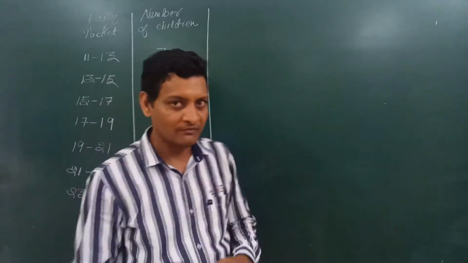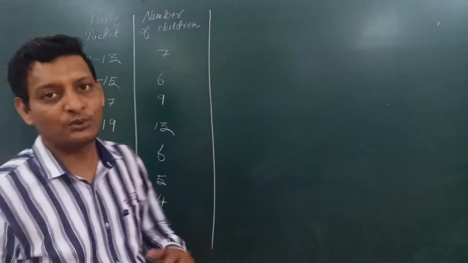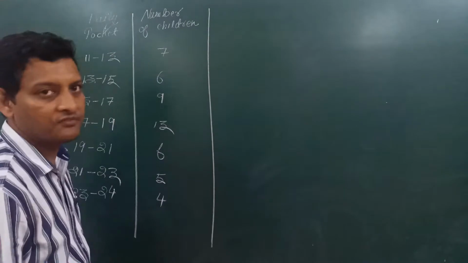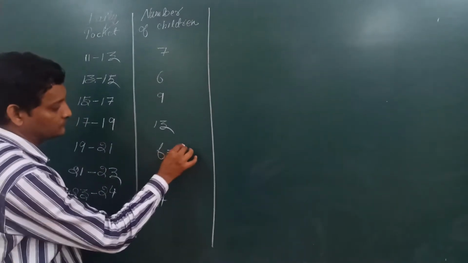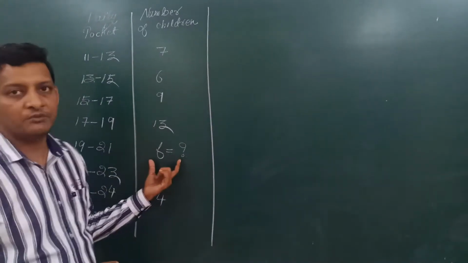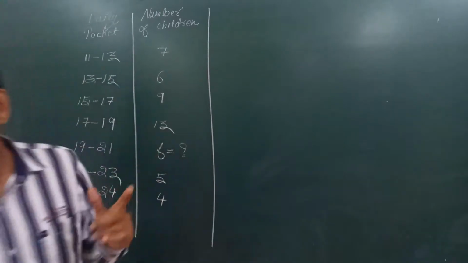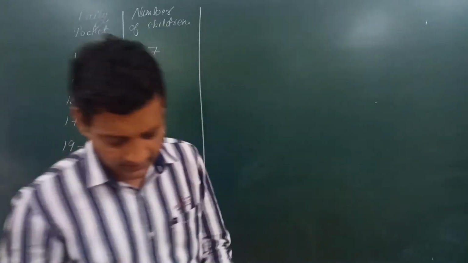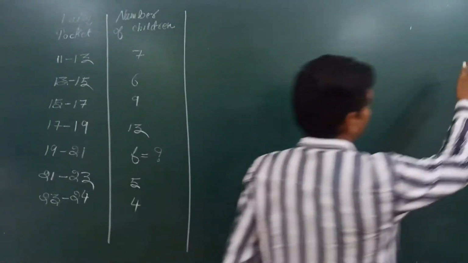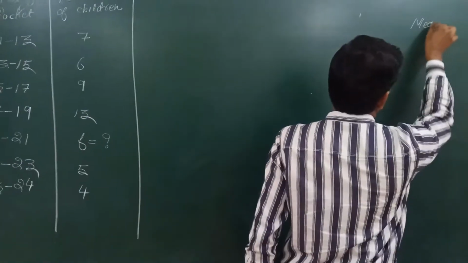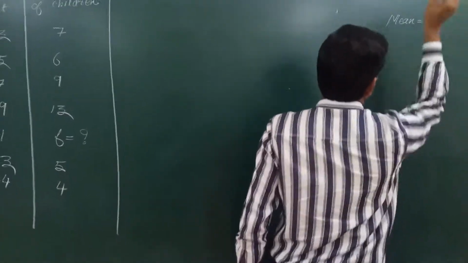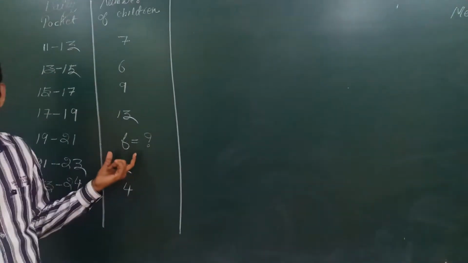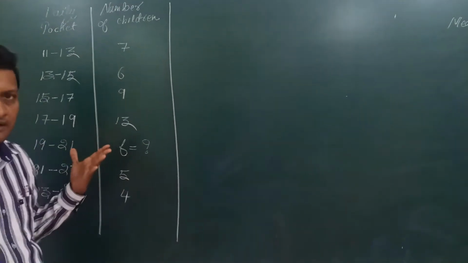Is it clear, bacho? This chapter, this topic is also related to mean only, but we have to find this missing frequency. Theek hai bacho, to ye frequency aapko nikalna hai, and in this question the mean will be given, and the mean is 18. Mean jo hai diya hai, dekh lijiye, aur ye jo missing frequency hai ye aapko nikalna hai. Is it clear?